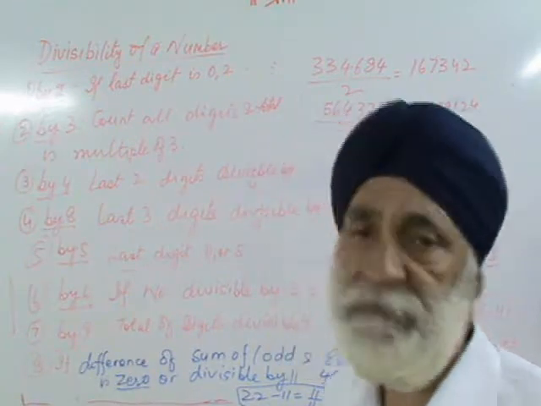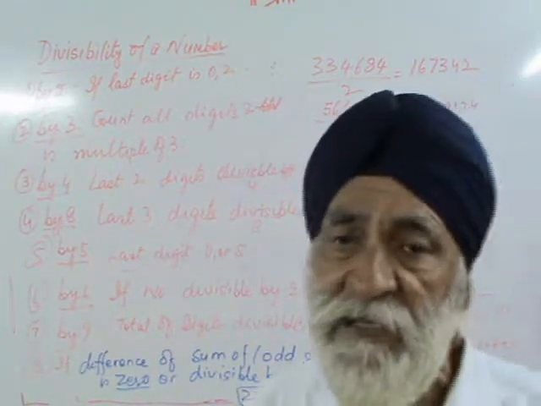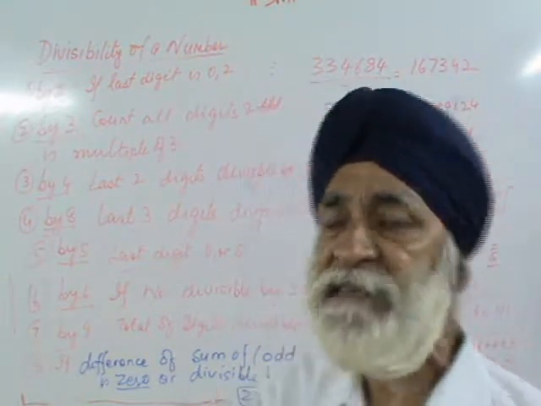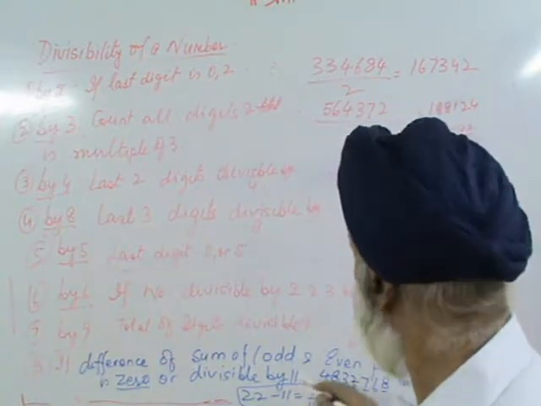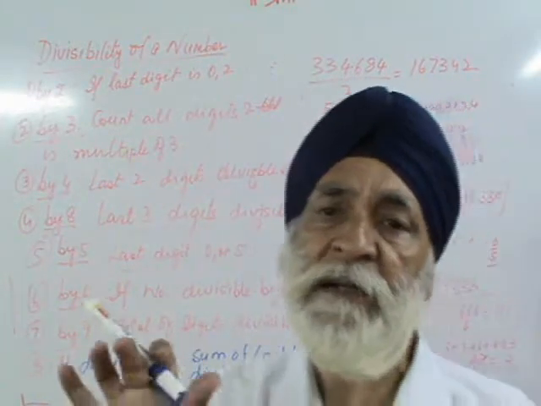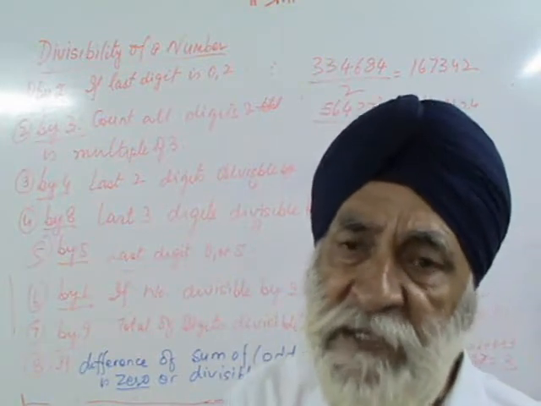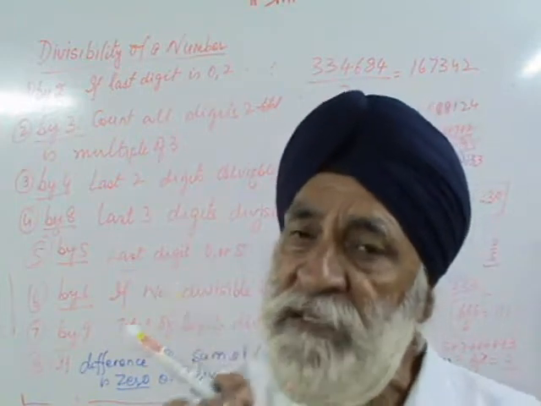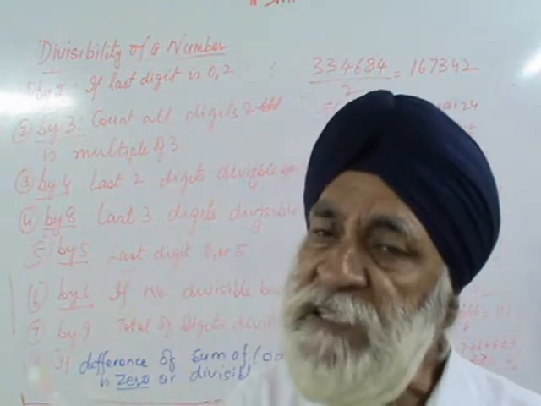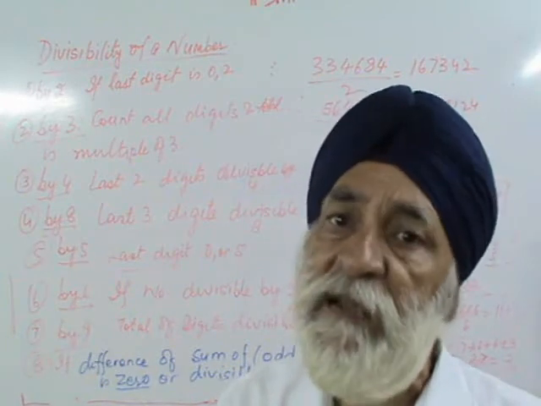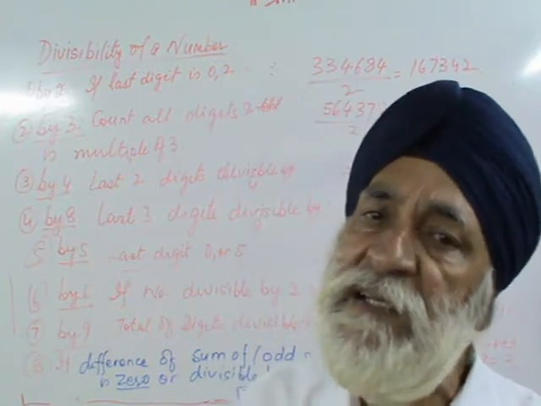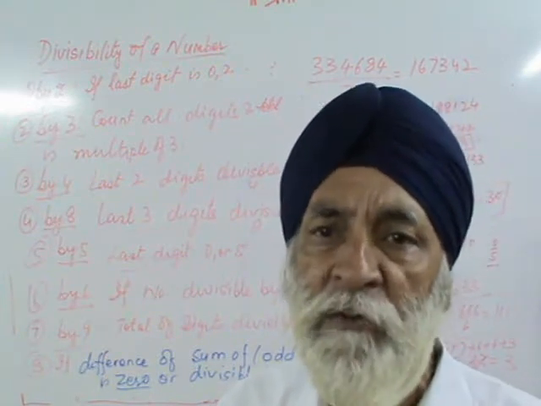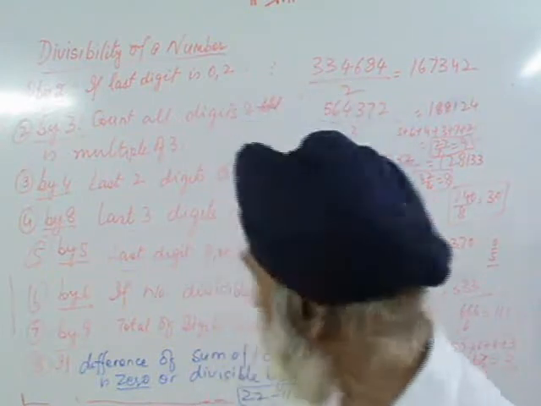Then 11, now it becomes a little difficult for us to decide whether it is divisible by 11 or not. In that case, we look at the digits placed at odd places and even places. If the difference of the sum of odd placed digits and even placed digits is 11 or 0, then it is divisible by 11. Let me give you an example.